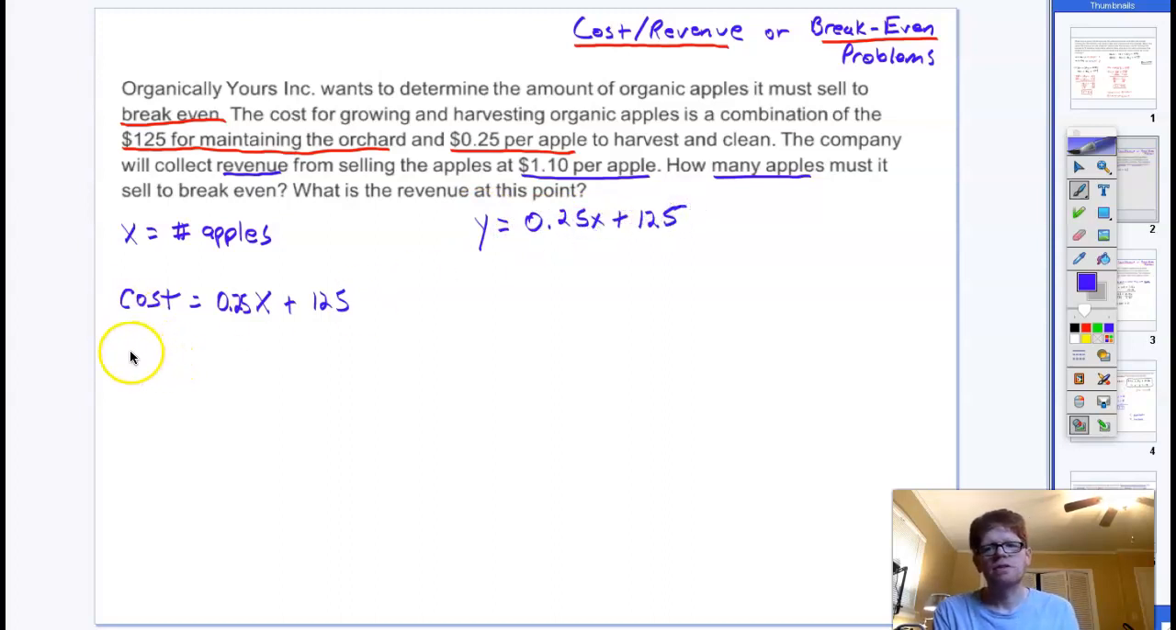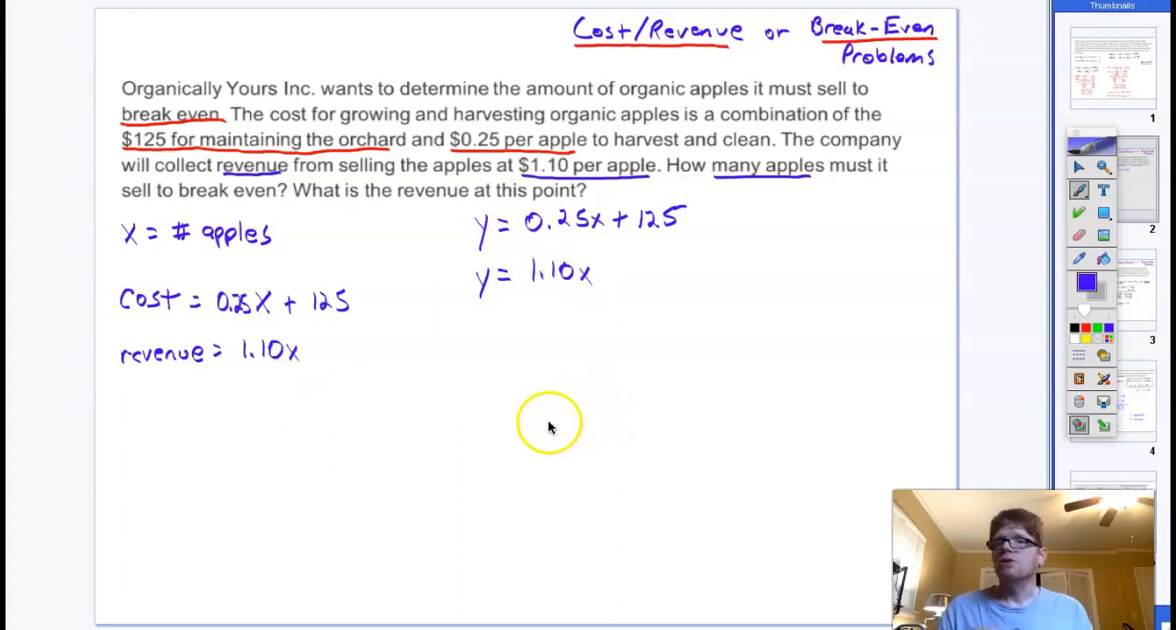That's our cost. Now our revenue is going to be the other piece of information. The company will collect revenue from selling the apples at $1.10 per apple. So how would we represent that as an expression? Well, we don't have any flat fee like we did for maintaining the orchard. We just have the cost per apple. So $1.10 per apple, which is x. So if we were to write that out as a second equation, it would look like y is equal to $1.10 times x.